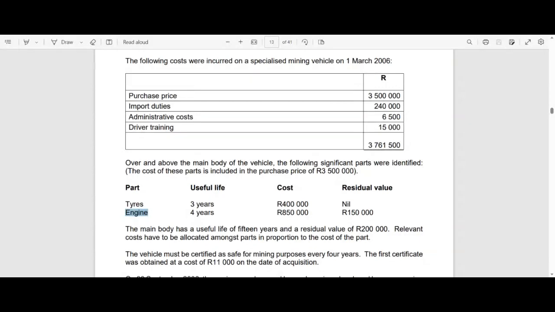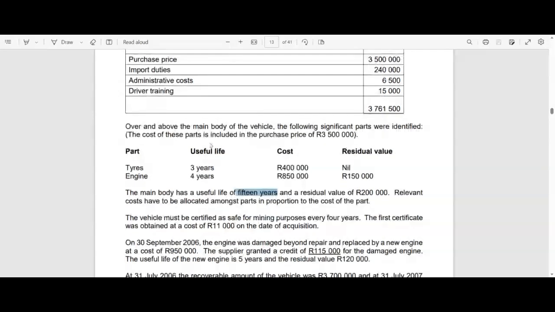That's our second little box that we tick. And thirdly, each of them has got a different useful life than the other. The tires, for instance, 3 years, the engine, for instance, 4 years, and the main body, as we'll see in the next paragraph, 15 years. Right, so each has got a different useful lifetime. Anyway, we're not going to be able to do the whole question. I just want to do the allocation of that import duties part.